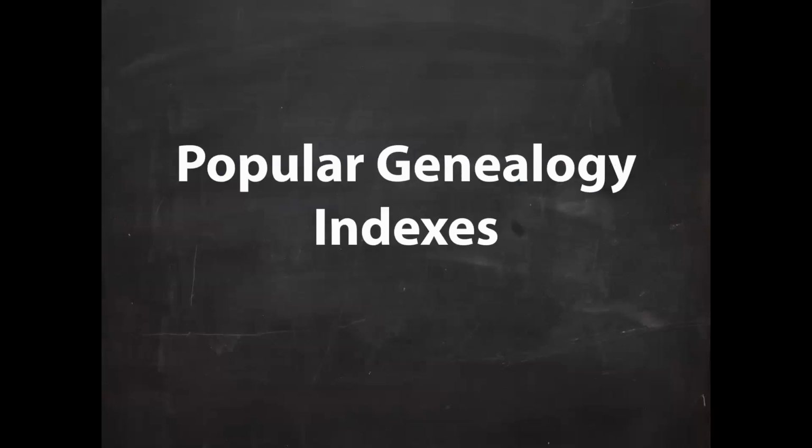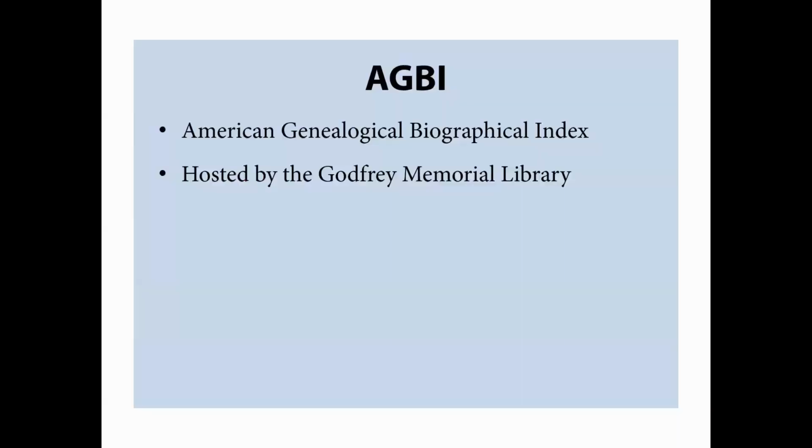So we're going to wrap up with some popular genealogy indexes before we take questions. A popular index that you might come across is known as the American Genealogical Biographical Index, or AGBI for short. It's hosted by the Godfrey Memorial Library, and they have an online website where you can request references to records that we find in AGBI, but I'm going to show you some tips on how you can use this index.